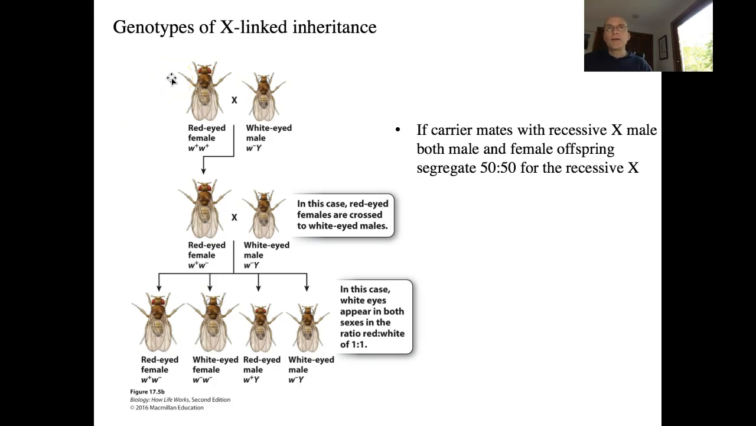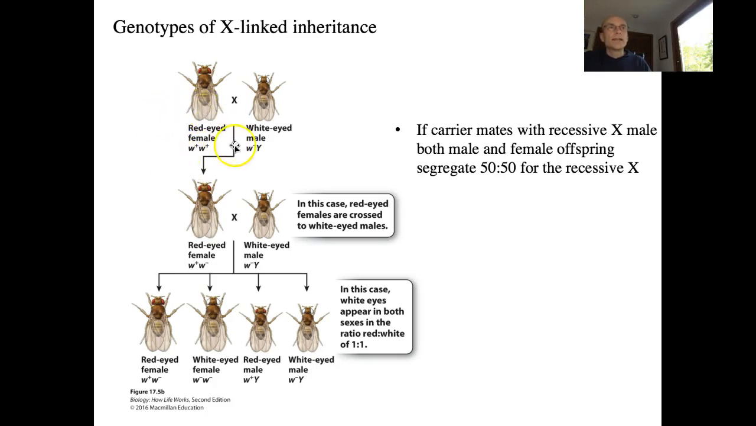If the carrier mates with a recessive X male, then both male and female offspring will segregate 50-50, or 1-to-1, for the recessive X chromosome. So let me show you how that works. This cross is a little bit different.